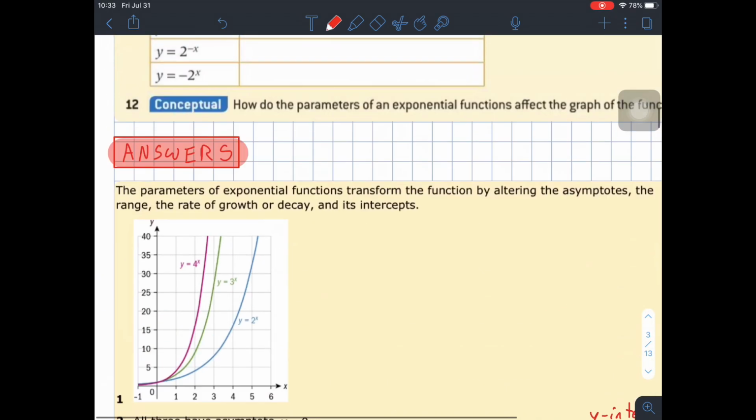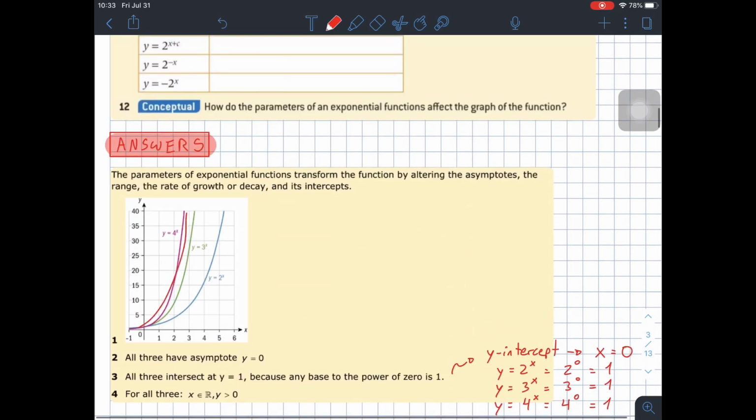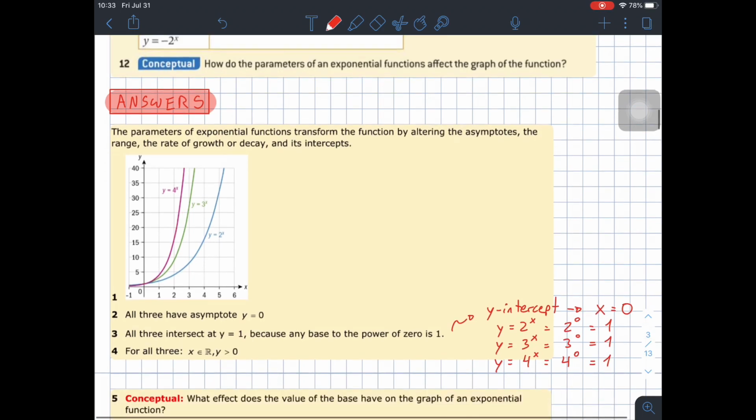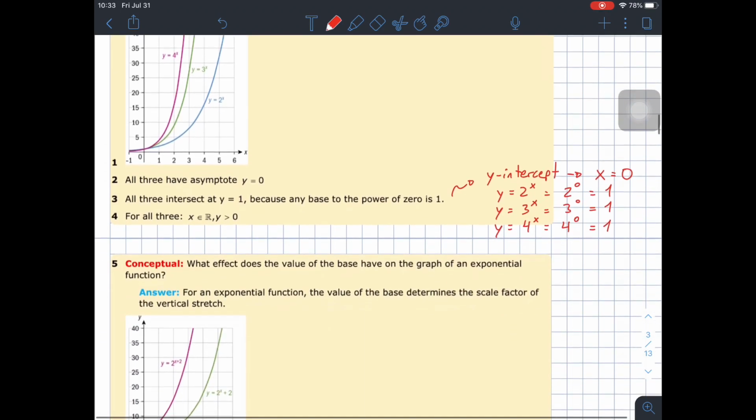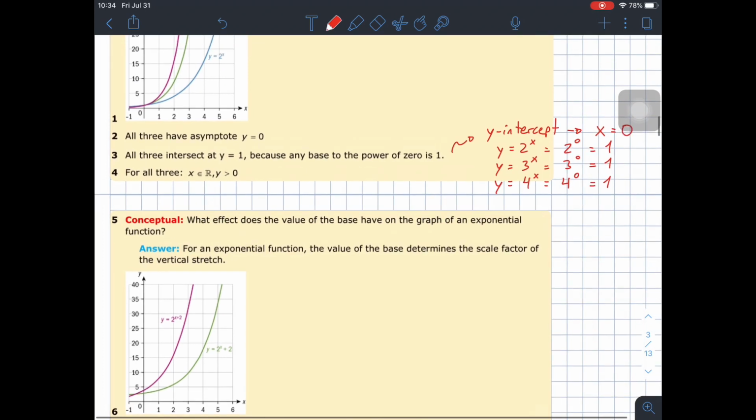Okay. Then we have number 5. It says, what effects does the value of the base have on the graph of the exponential function? And that's what I just explained, that it changes the steepness of the function, right? The greater the base, the more steep the function is. And here it says, for an exponential function, the value of the base determines the scale factor of the vertical stretch. Okay, that's a more decent way of explaining what I just said.